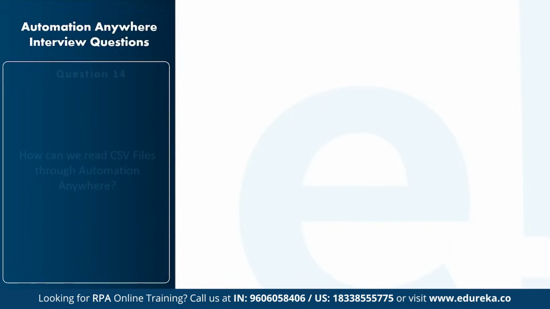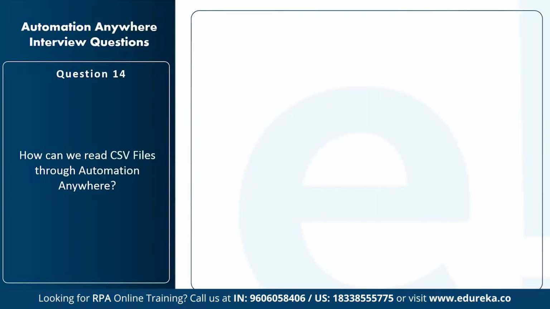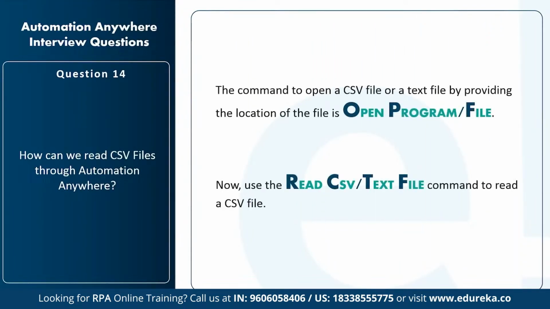Now moving forward with our next question, that is, how can we read CSV files through Automation Anywhere? Well, to read the CSV file in Automation Anywhere, you first have to open the file, right? So to open a CSV file or a text file, you have to provide the file location of the file in the activity open file. And then you have to use the read CSV file or the text file command to read the CSV file.